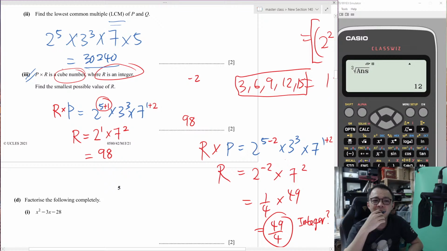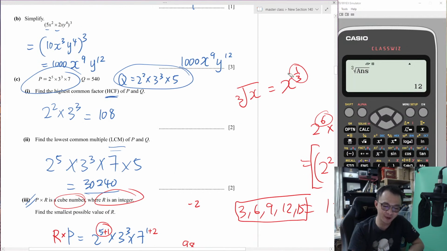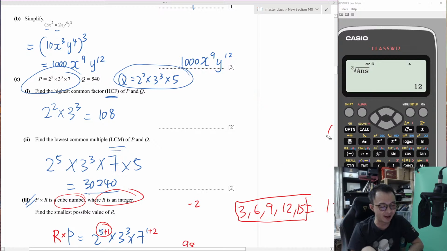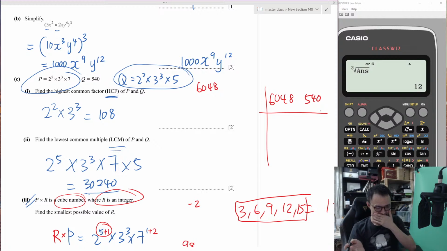So how to use repeated divisions to find LCM and HCF? Alright, okay, I will teach another method to find LCM and HCF. This one is not mistaken, it's 6048, isn't it? Okay, I have 6048 and 540. If you want to use the divide method, it's not so friendly here because the numbers are very big. But if you really want, I can try.